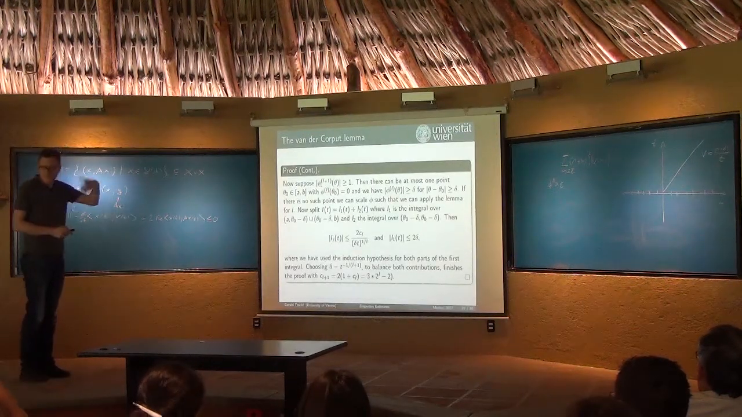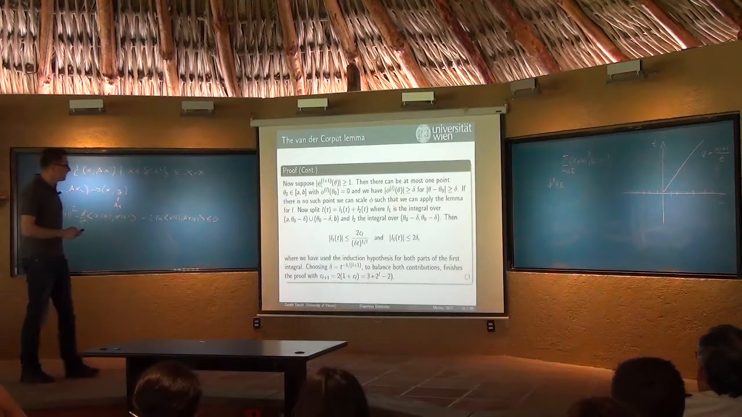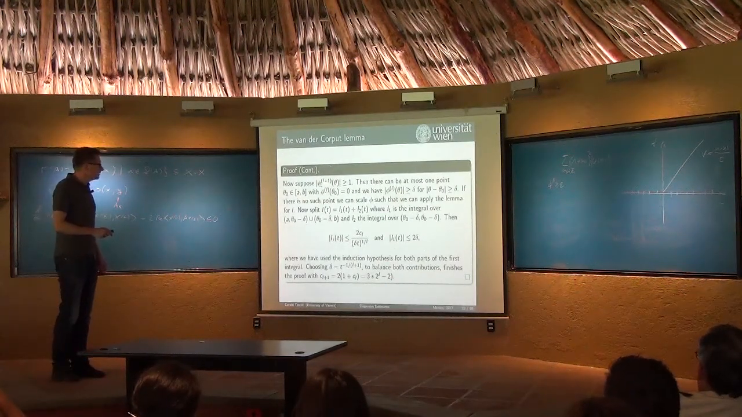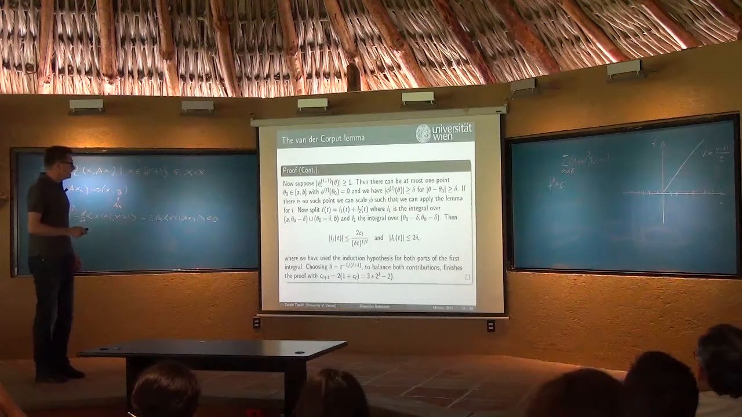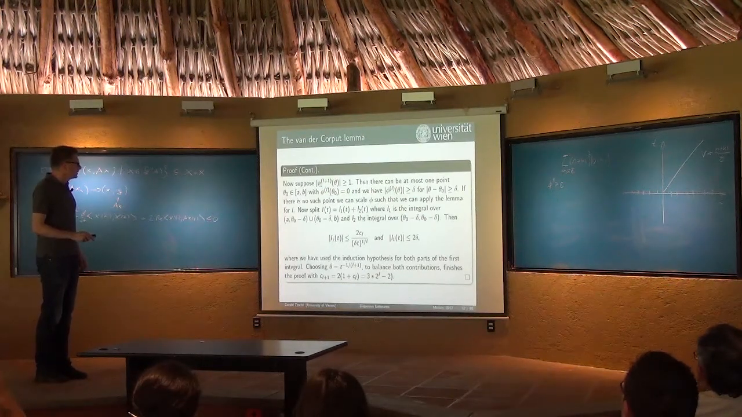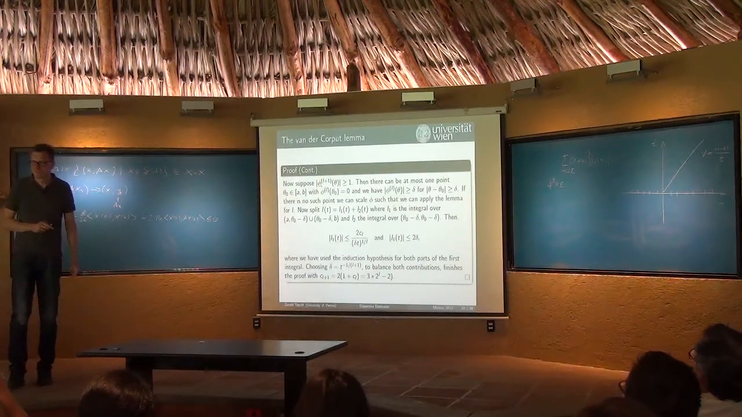Okay, now let's try to continue, and let's try to make the induction step. So let's suppose that the L plus 1th derivative is larger than 1, and we already have proven the L case. So then there can be at most one point such that this Lth derivative vanishes. Why?